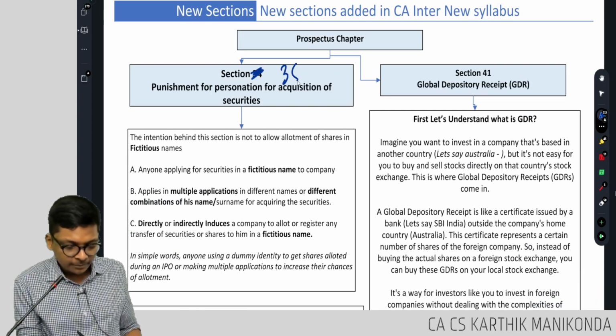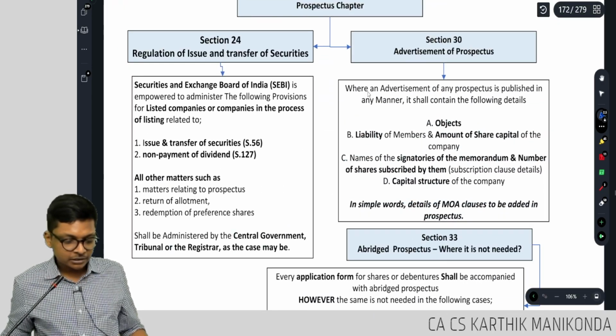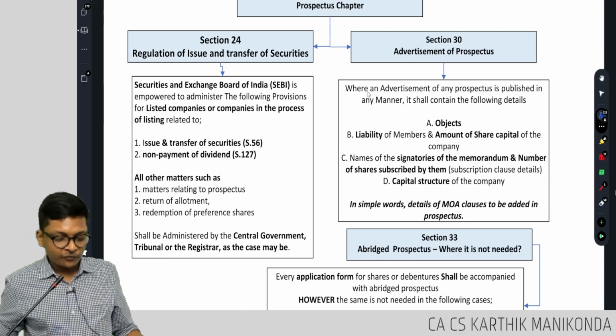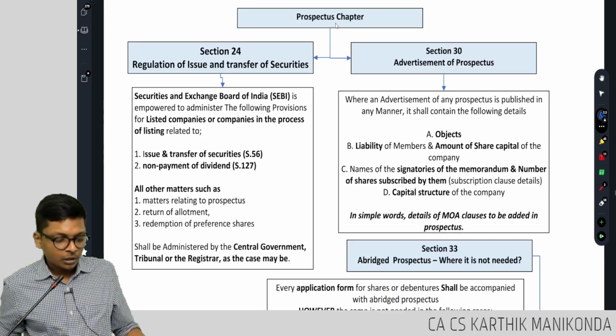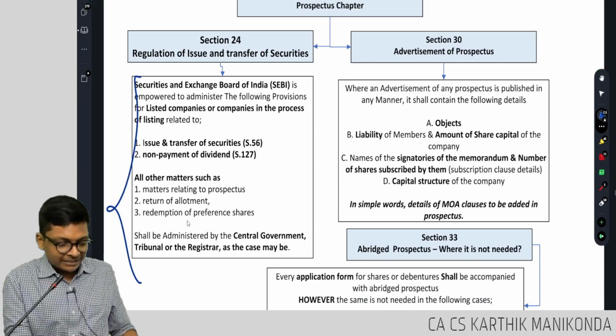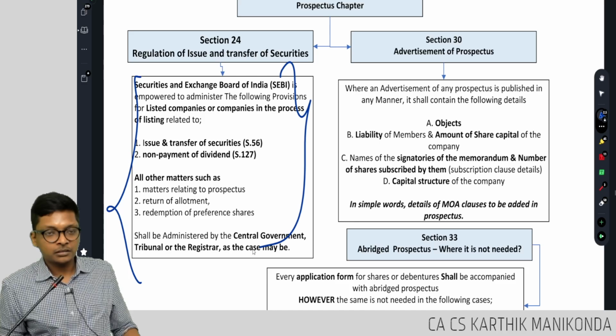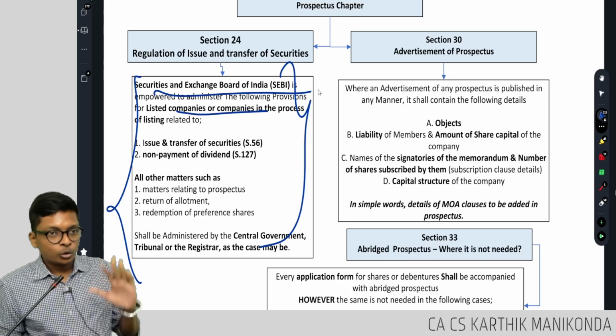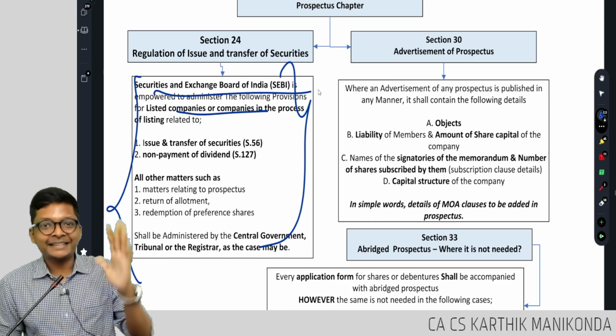This is 38. Make that change. This is 24. Look at this, guys. What is 24? Nothing to remember that great, guys. What they are saying is, for a listed company, SEBI has power to give additional guidelines.